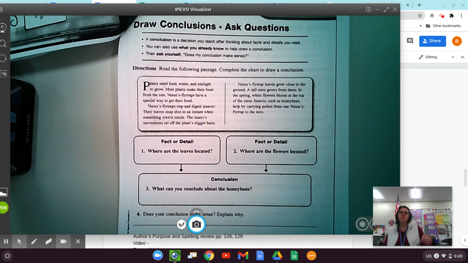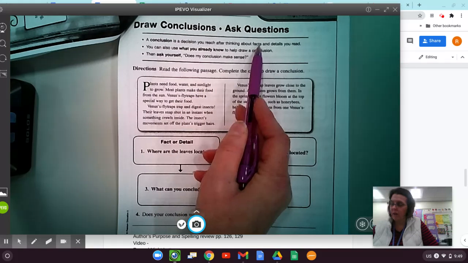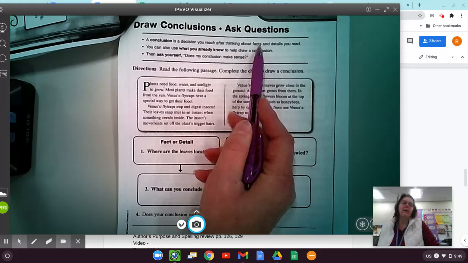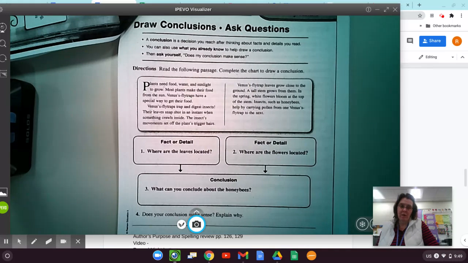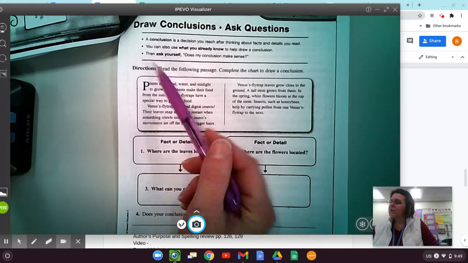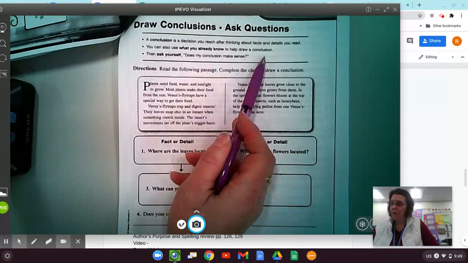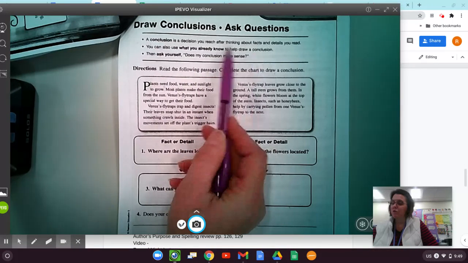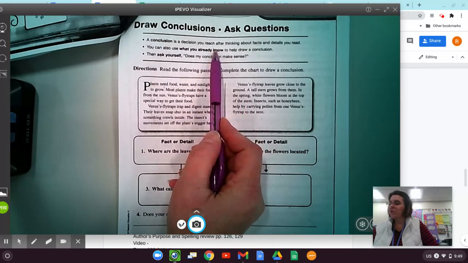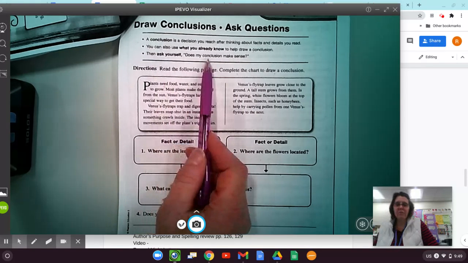This is drawing conclusions. This isn't like drawing a picture. Drawing conclusions means using what you know to figure something out. After you've read, you need to think about the facts and details that you read about, or maybe things that you already know, and come to a decision about what you can figure out. Look at this second bullet point here. You can also use what you already know to help you draw a conclusion, your prior knowledge. You can use both of those things to help you come to a conclusion. Then ask yourself, does my conclusion make sense? Does what I figured out make sense with what I've read or with the story?